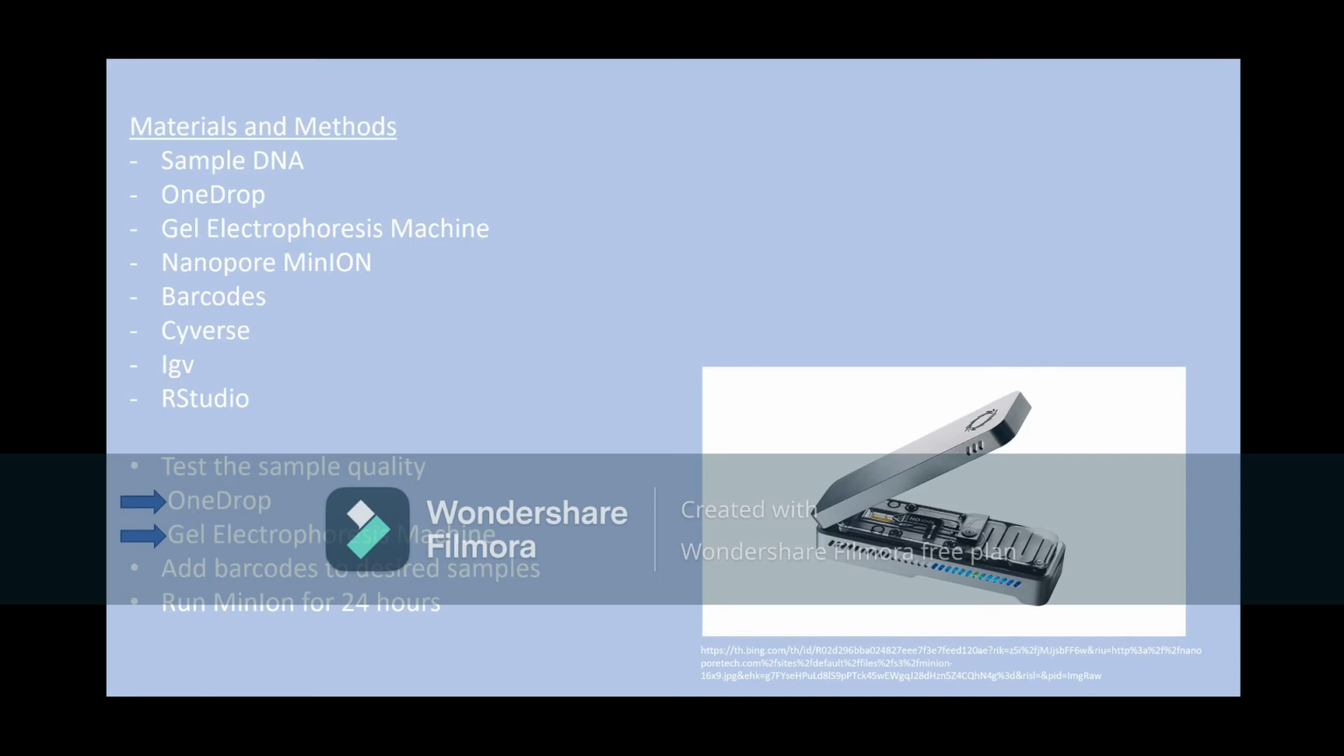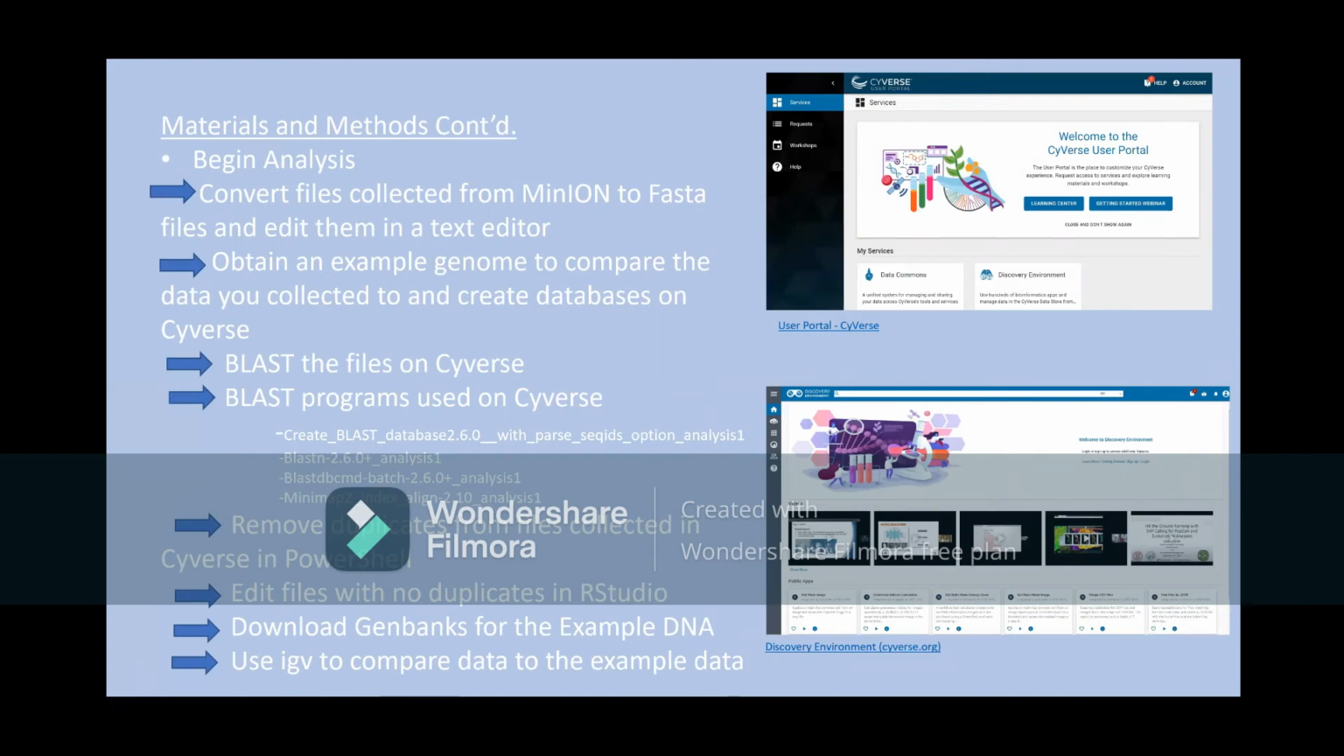So we checked the quality of the DNA. We added the barcodes. Adding barcodes allows us to do one group sample instead of having to do each gene or strand of DNA individually. We can just pool them all together and run them all at once through the MinION instead of having to run them all at different times. We can run them all at the same time. So we ran the MinION for 24 hours. Then we began the analysis once we received our data back.